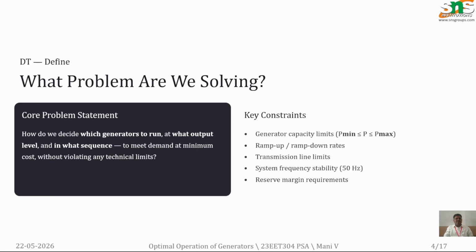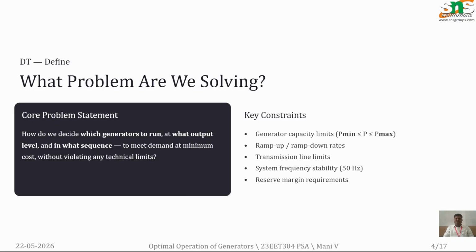Based on the empathize step, we have to define. How do we decide in order to meet the demand? Which generator has to be turned on, which has to be turned off, what is the output level of each generator, and what sequence should we follow to turn on the generators in order to meet the demand at minimum cost without violating any technical limits?